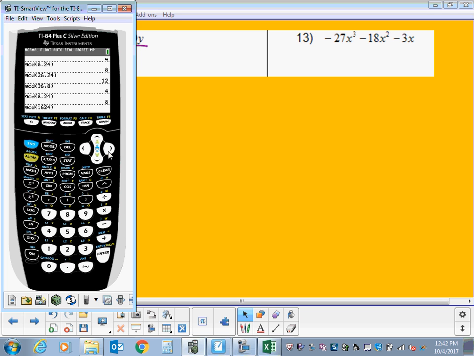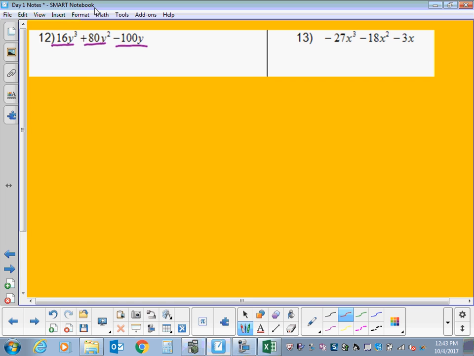16 and 80. Let's see what we get. Alright, that's 16. And then you said 100. Yeah, I got 4. 4 is my lowest so far. Which 4? And then 80 and 100. Alright, so 4 is definitely the smallest, right? So I have 4, 4, 4.